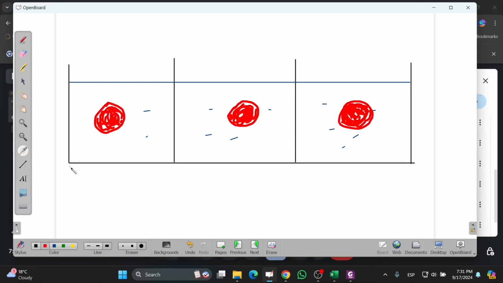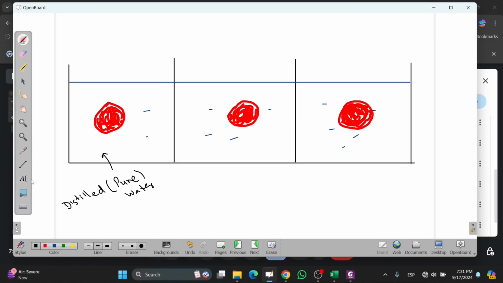Now, guys, the first red blood cell is in pure water, right? What we have here is pure water. Remember, when we say pure water in the exams, they can also say distilled, right?